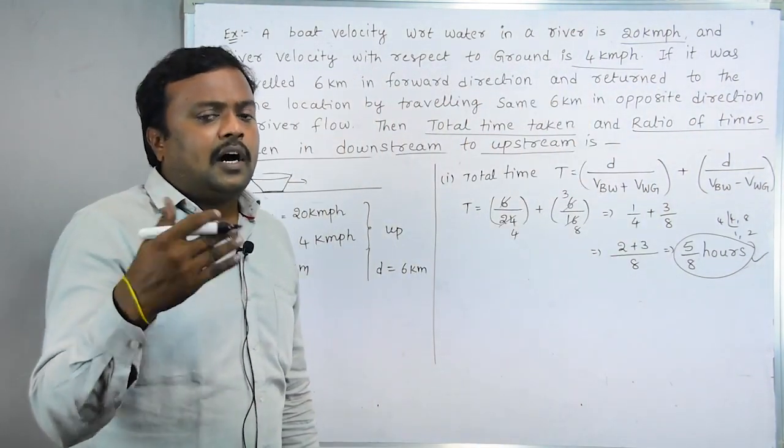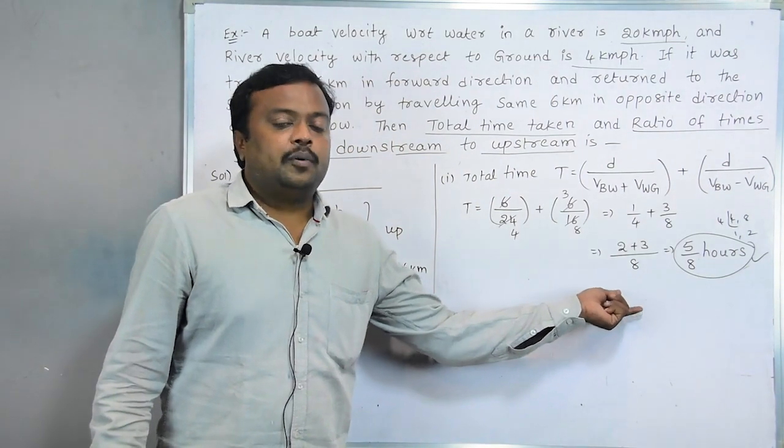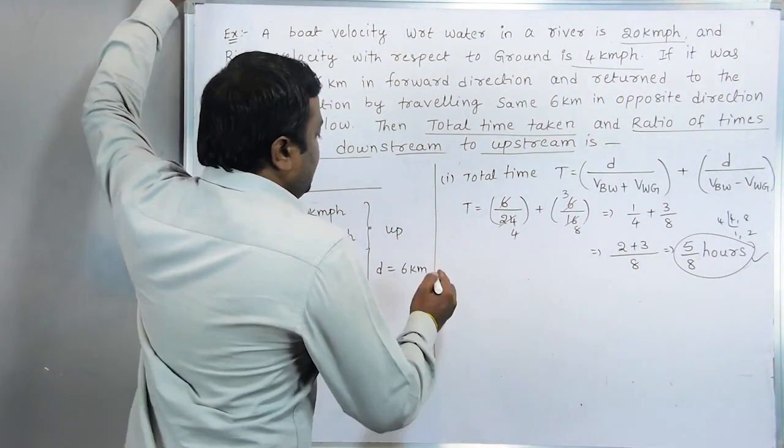If the option is in minutes, then we should multiply with 60. 5 by 8 into 60, we get the answer in minutes.